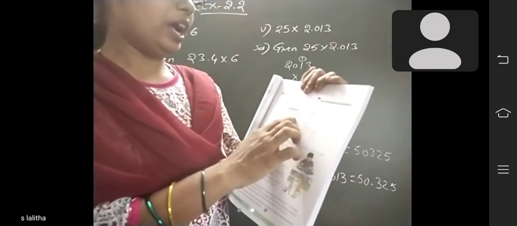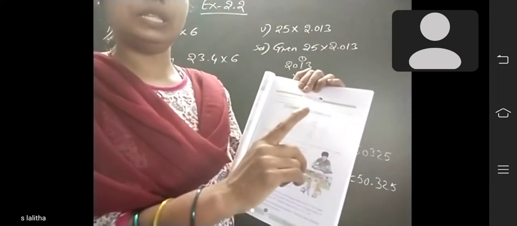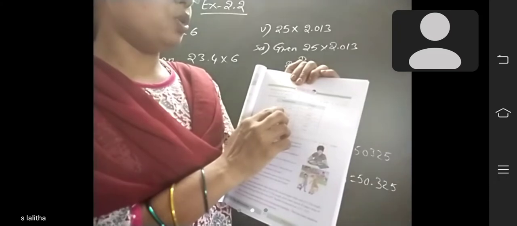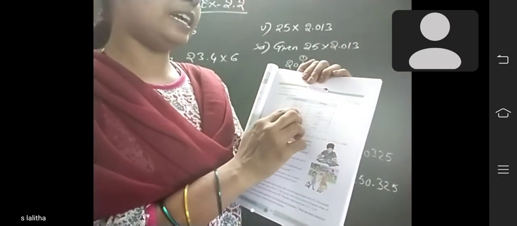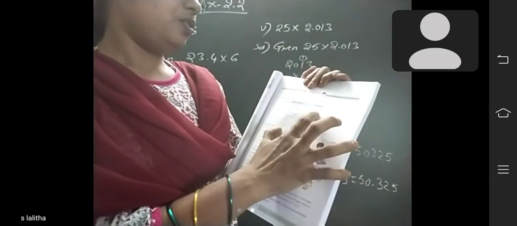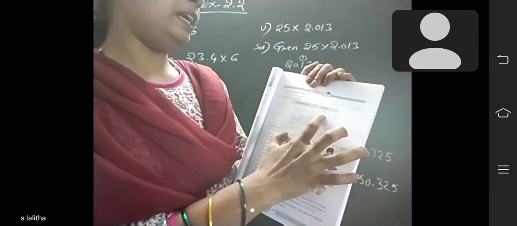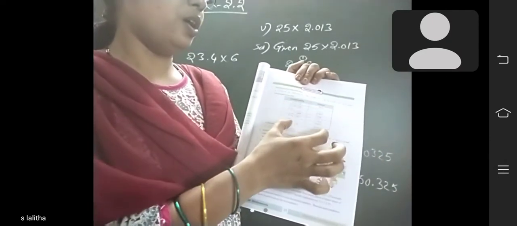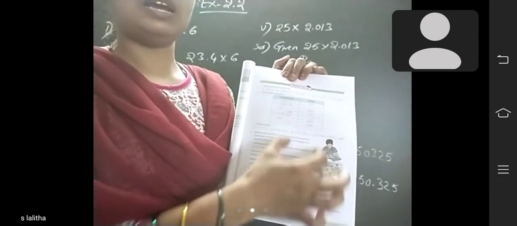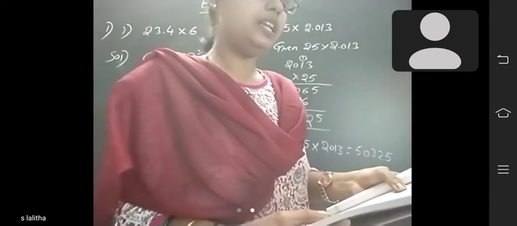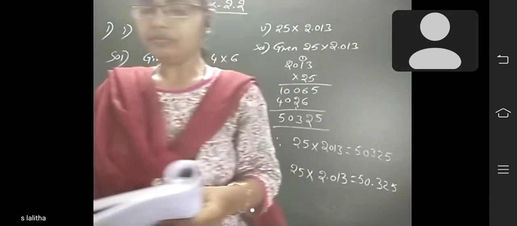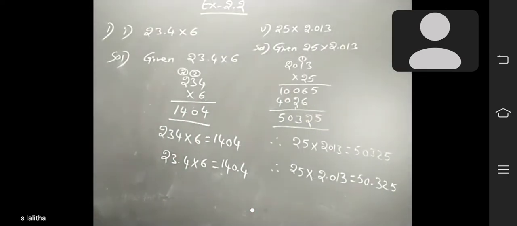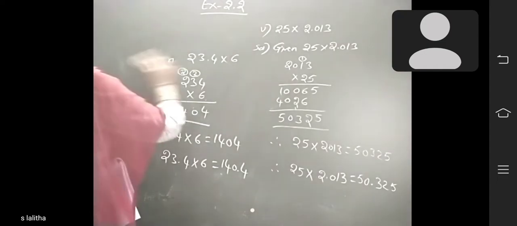So here into 100, how many zeros? 2 zeros are there. So the decimal point moves to the right side 2 digits. That means what is the answer? 2310.4. Okay. Like that you can do the homework, children. This table you have to complete. This is the homework. Okay. Next, third Roman. Find the product. Third Roman, find the product.